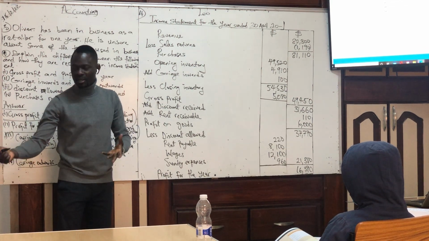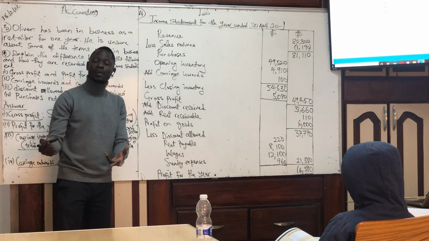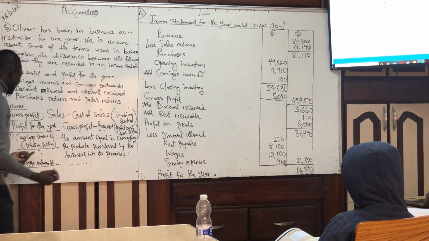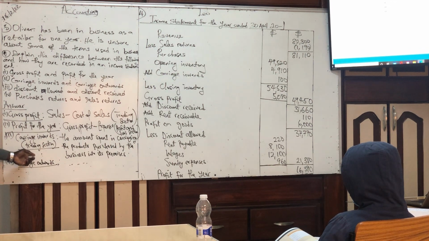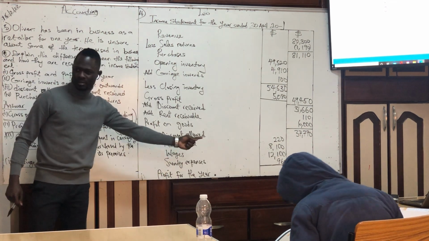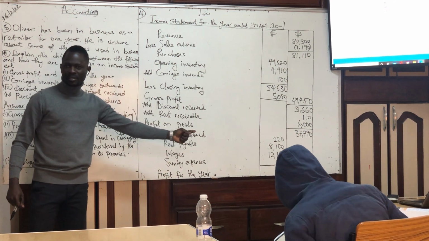So when you sell, now the product has to go to the customers and you have to pay for the delivery, then that becomes an expense which we call carriage outwards. Inward goes with trading. Outwards goes with profit and loss. Because at that point in time, you have sold the product. Is it clear? Yes. I wouldn't want to ask you about carriage outward again and you don't tell me the meaning. Carriage outward is the amount of money spent by the business to convey or to deliver the product to the customer. Is it clear? Yes.